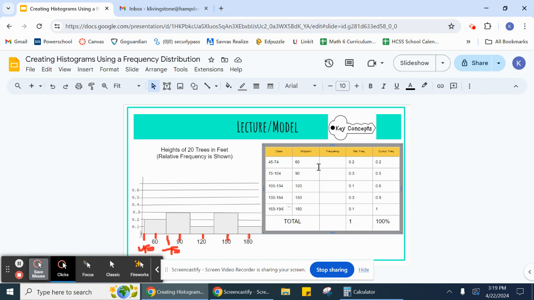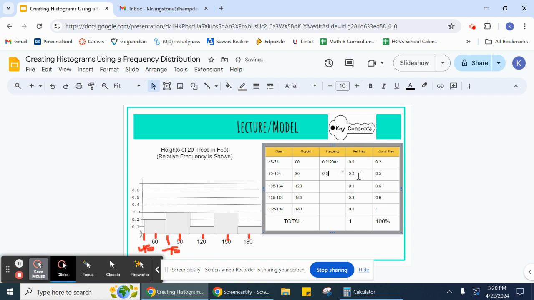Now, to get our frequencies, we know that there are 20 total trees, and we know that 20% of those values is in this class. So what we need to find is 20% of 20. In other words, 0.2 times 20 is 4. So that frequency would be 4. Because again, remember, to go from a frequency to a relative frequency, we divide by the total. So to go from relative to regular frequency, we would multiply. And remember, to find a percent of a number, you multiply.